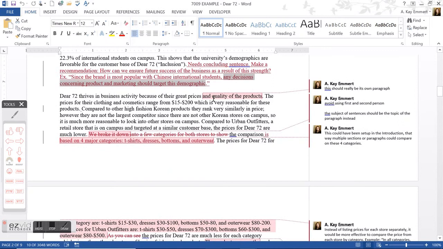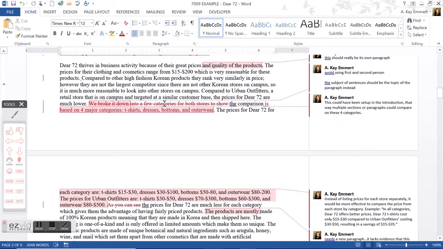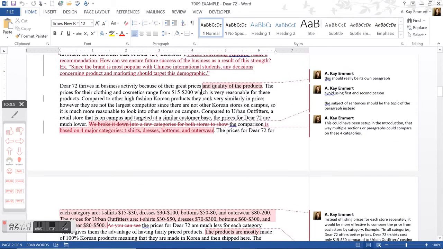Occasionally, you accidentally slip in a couple of extra arguments into a paragraph. So this second paragraph here actually has two topics, and it should really be split into two paragraphs instead of one. Deer 72, that's the business name, thrives in business activity because of their great prices. That's one point, and quality of products.